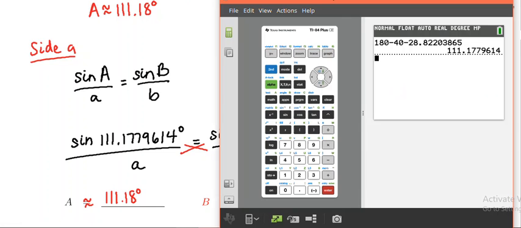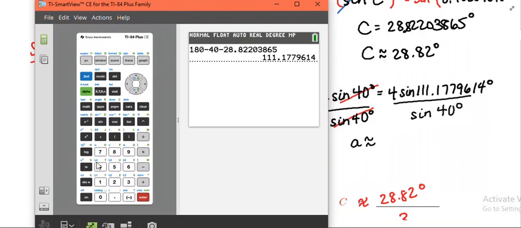So let's see here. If we do this, this is going to give us 4 times the sine of, I'm just going to pop up the previous answer, or type in the entire decimal expansion there. I'm going to divide that by the sine of 40 degrees. And here comes side A. I'm at the end of the problem, so I'm just going to go ahead and round to two places after the decimal point. This is going to be 5.80.